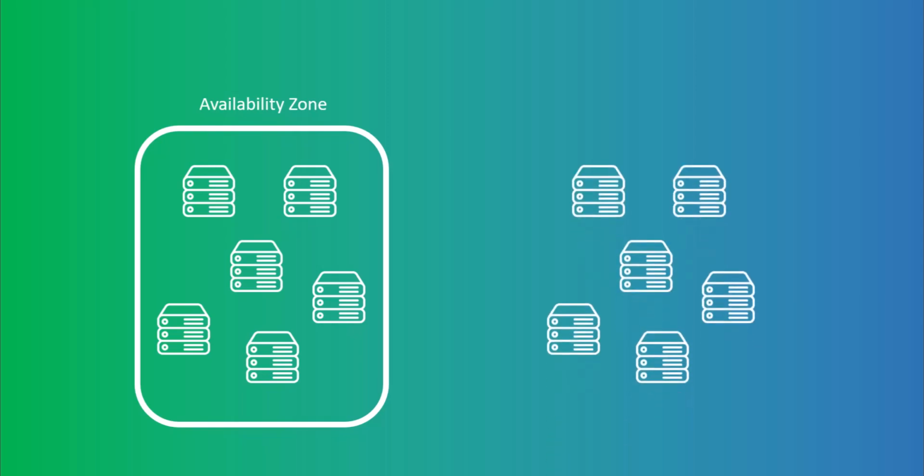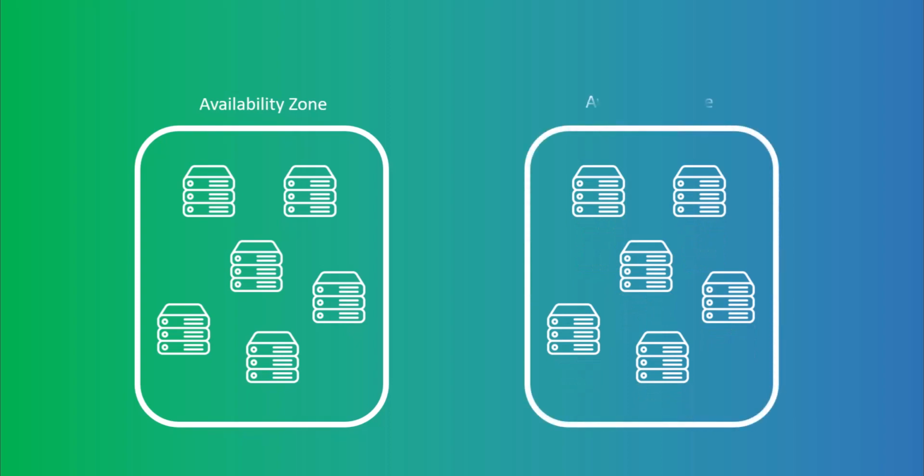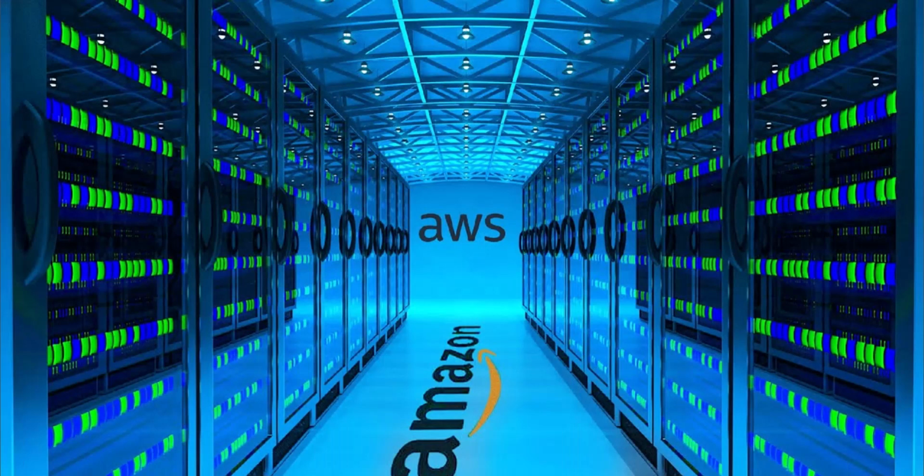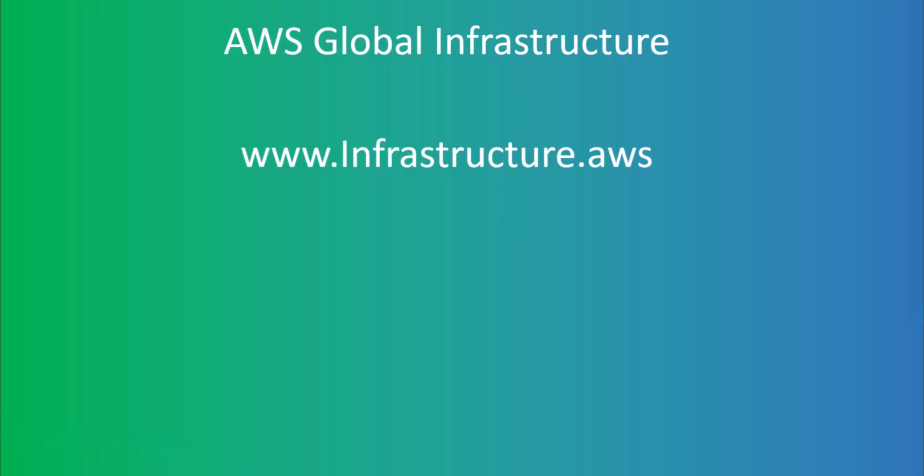For example, you can see this is an availability zone that contains different servers, but one availability zone cannot make a region. A region must contain at least two availability zones. So this is what it looks like: a region contains two or more availability zones. And this is what a data center looks like.